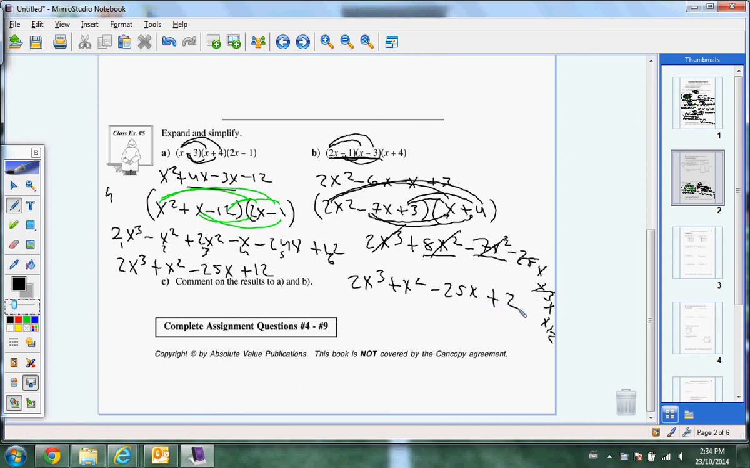And then 12. And then what do you notice between these two? They're the same. Why are they the same? Because in multiplication, order does not matter, right? 3 times 2 and 2 times 3 is the same thing. So your order of multiplication does not matter. Okay, and that would be it.